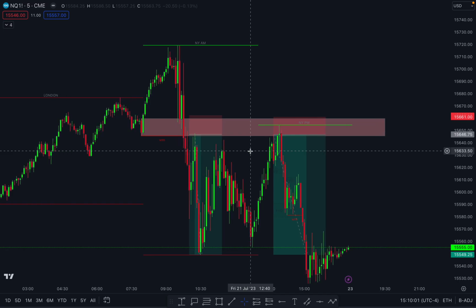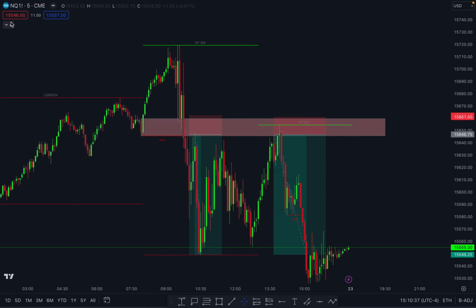No, actually I'm not. ICT has many models, concepts, or concept models, and they support each other and they work in congruence with each other. And while most of you didn't enter the trade, I went ahead and did. Of course, on paper trade, because I wanted to show you guys a trade first. But let me show you exactly how I was able to get into a trade while most of you were stepping aside.